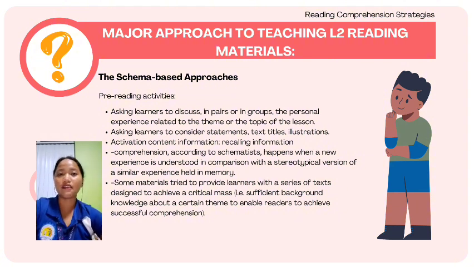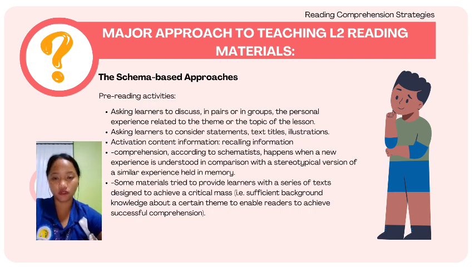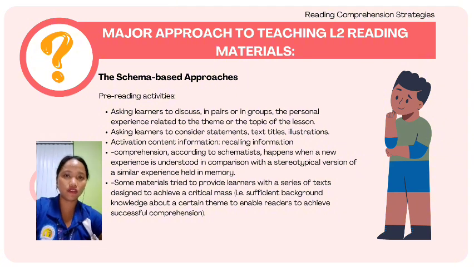For instance, if a student reads a story about a wedding ceremony in another culture, they might compare it to their own culture's wedding traditions, identifying similarities and differences. Another is that some learning materials include a sequence of texts or related topics to build students' background knowledge. This is known as achieving critical mass, providing enough exposure to a topic so that readers can develop a solid understanding.